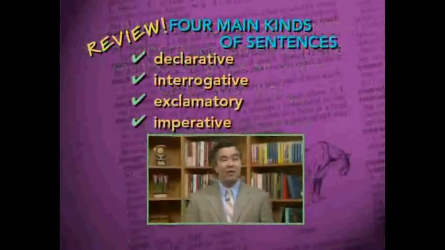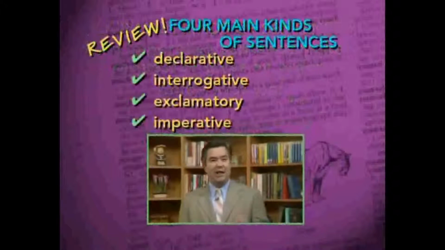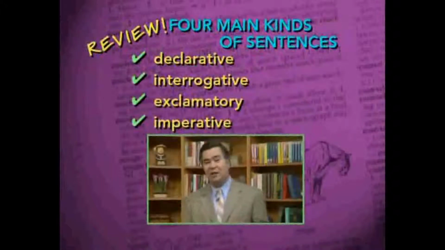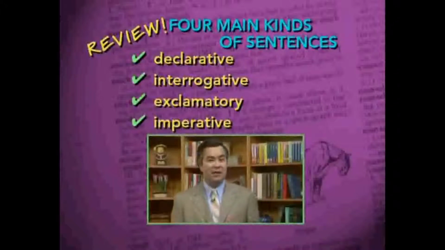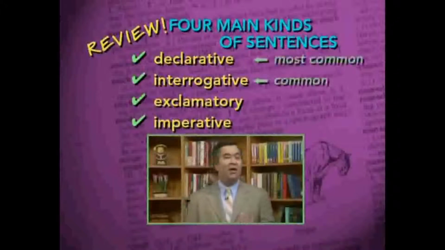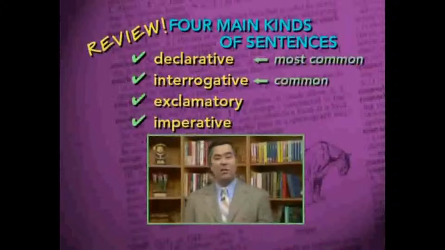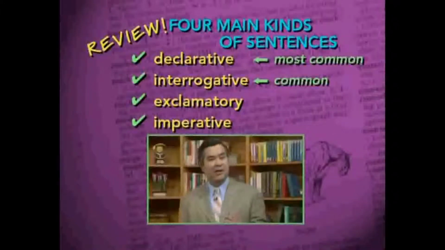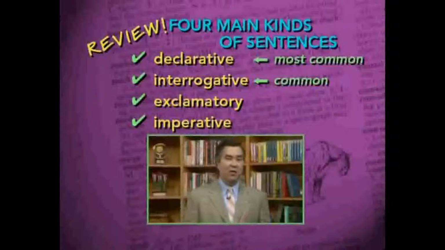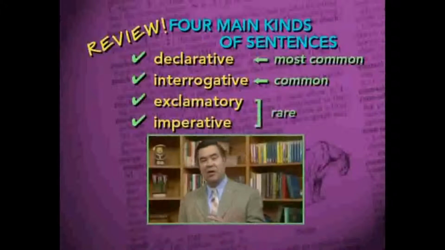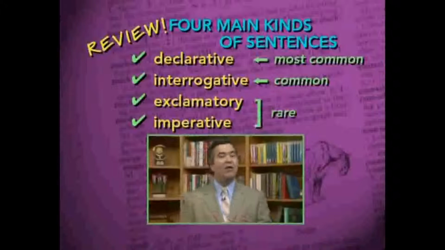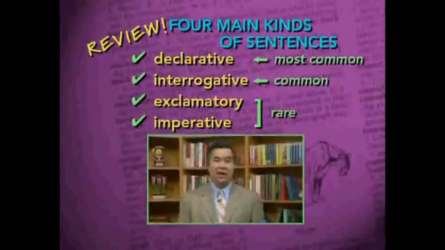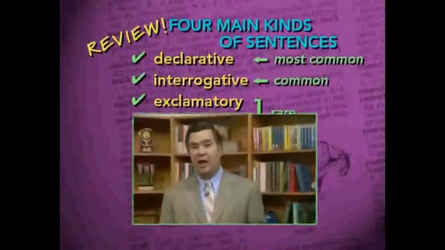These then are the four types of sentences: a declarative sentence, an interrogative sentence, an exclamatory sentence, and an imperative sentence. In most writing, declarative sentences are by far the most common. Interrogative sentences come second most frequent, and exclamatory and imperative sentences are very, very rare in writing. They're often used in speaking and conversation, but rarely in writing.